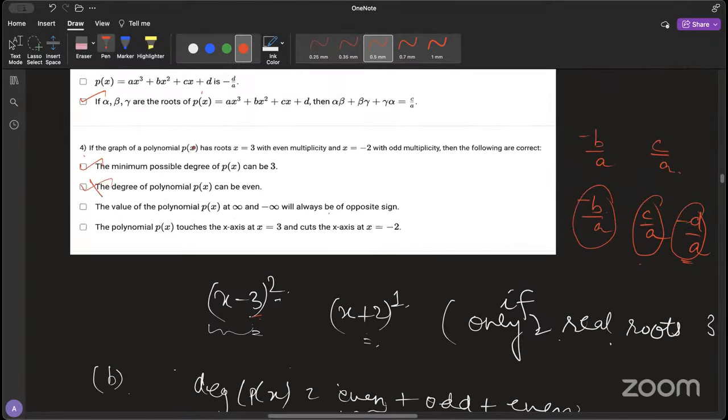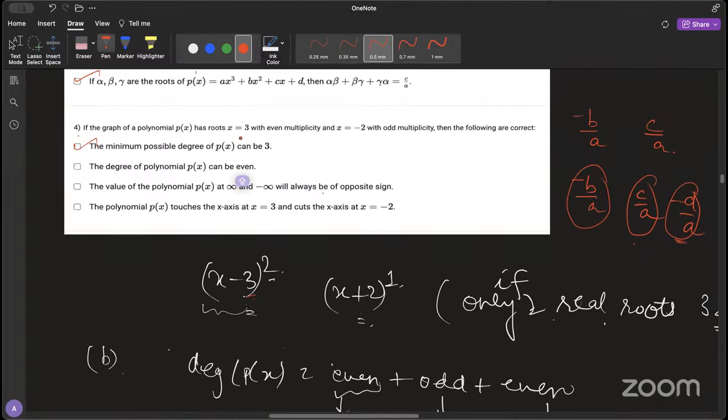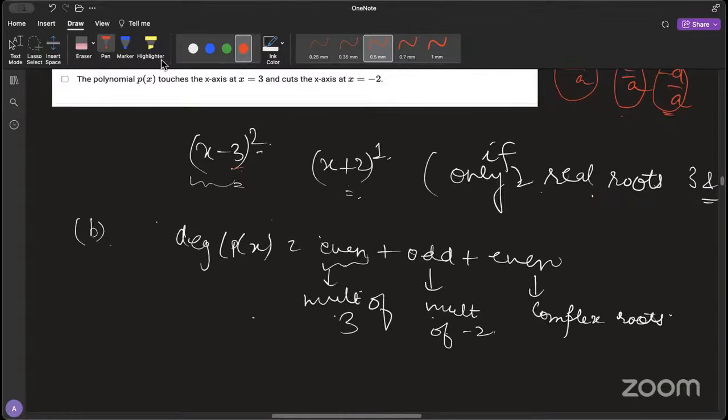Is this fine? But in the question, it's not stated that the graph of polynomial p(x) has root 3 with even multiplicity and x equal to -2 with odd multiplicity and no other real roots, because it does not mention explicitly that it cannot have any other real roots. That's why this option becomes a little vague. Is this okay? Are you following? Yes. Okay. So if you assume that your only real roots are 3 and -2, then this option has to be incorrect, because we just checked that this sums out to be an odd number.